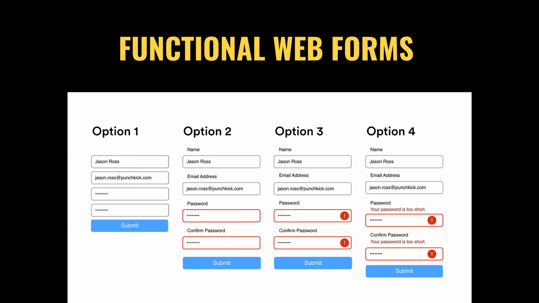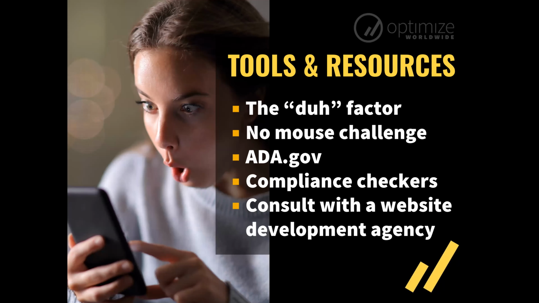Option four is much better. They have clearly labeled each form field. There's a mixture of error indicators using colors, icons, and most importantly, a description of the error indicating that the password is too short. Now the screen reader would be able to assist the user and let them know that there's a problem, and here's the exact problem you're having.